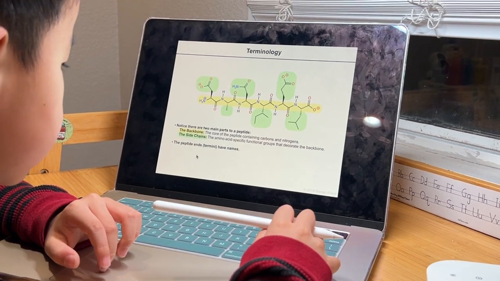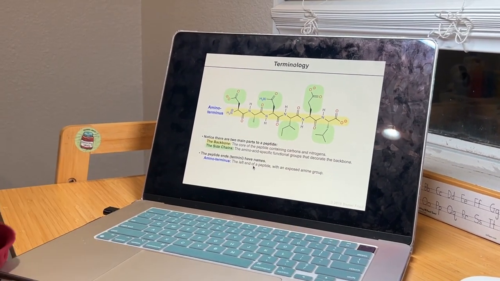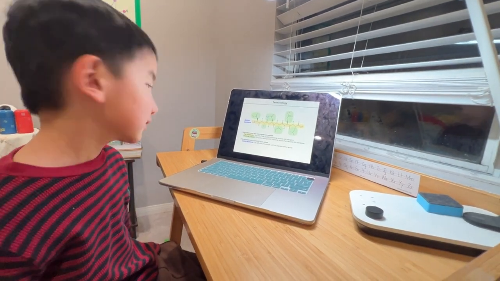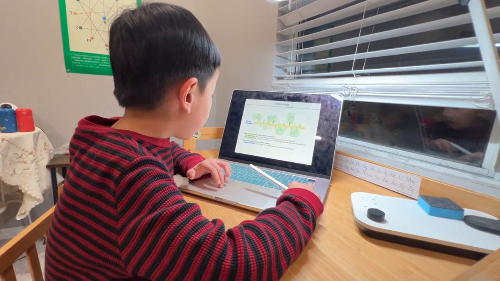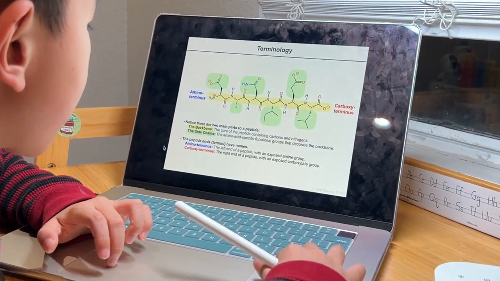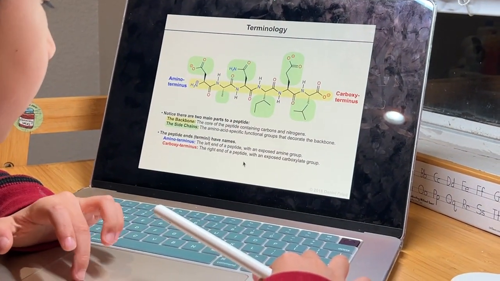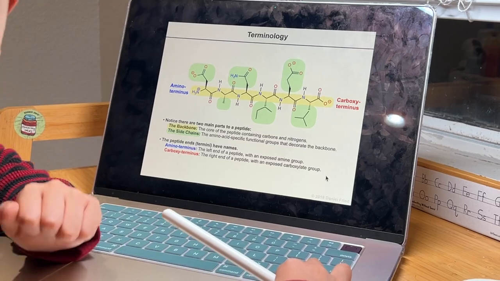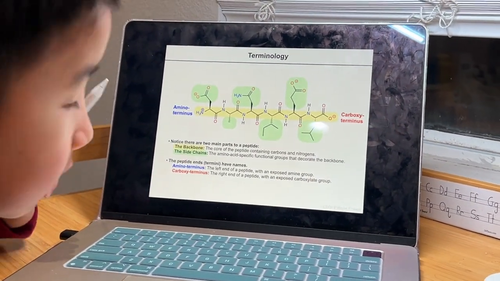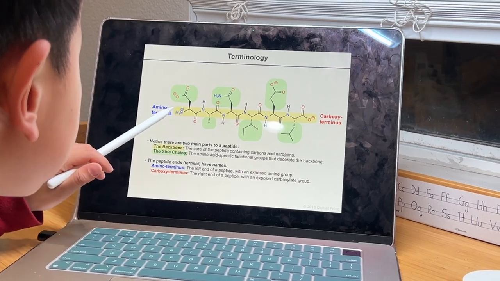The peptide ends, or termini, have names, sort of like when you go to an airport, they have Terminal A, Terminal B, etc. It's the same thing. The amino terminus is the left end of the peptide with an exposed amine group. The carboxy terminus is the right end of a peptide with an exposed carboxylate group. Remember? Okay, I might be going a bit fast, but you can pause the video to figure it out. But this is called the N terminus.